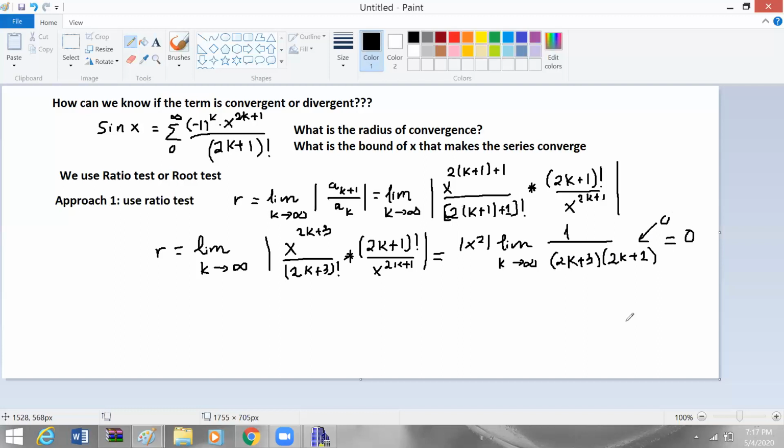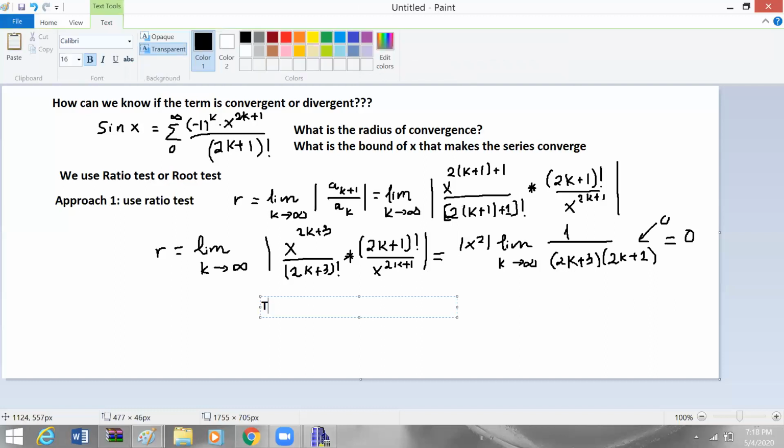Okay, so the ratio test in this case is literally a little more complicated. We're going to use the root test later on, but generally now this is all we need to write. Okay, so very likely the series converges for all x. The series converges for all x.